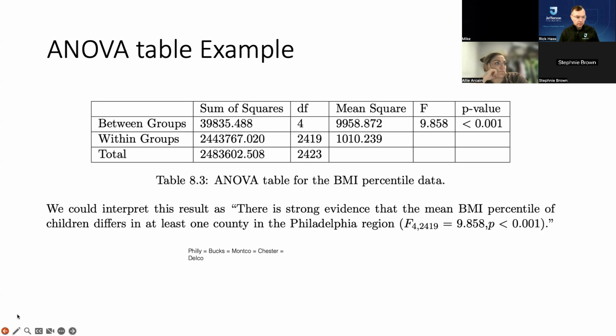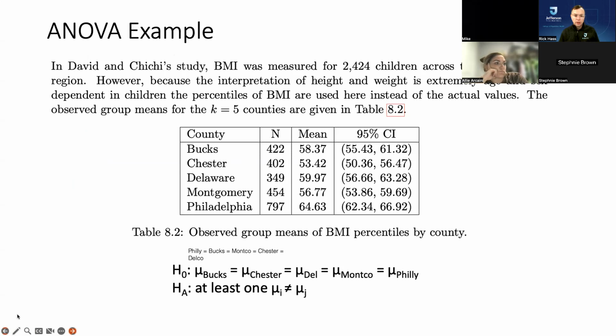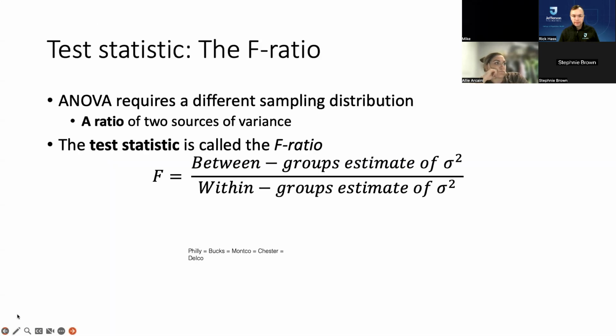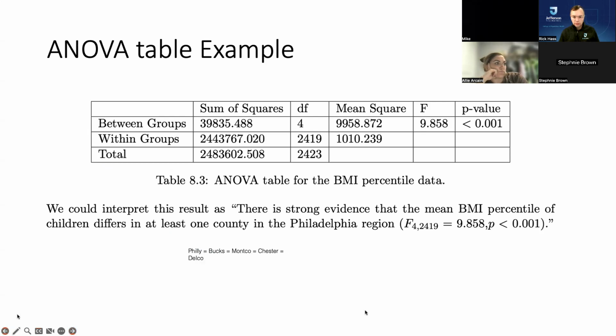Oops, let me turn off the annotate. 24. We've got 5 groups. So n equals 24. df within equals n minus k. K is 5, so that's 24 minus 5 equals 19.